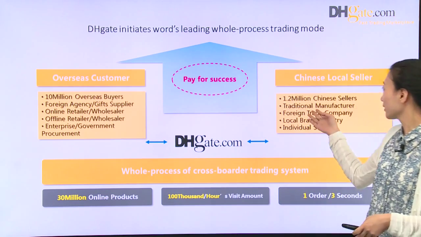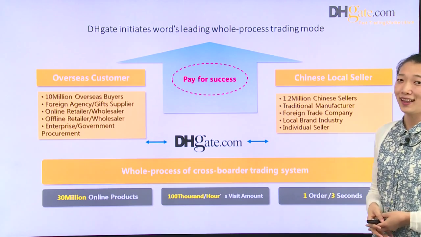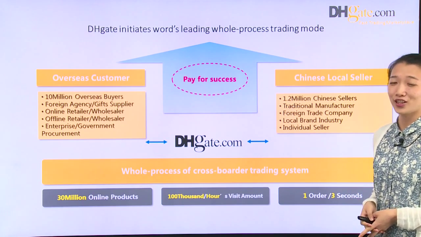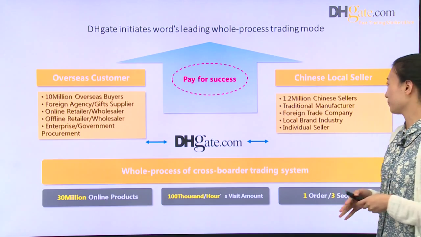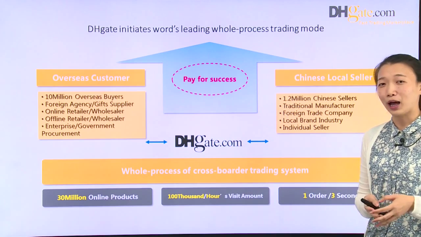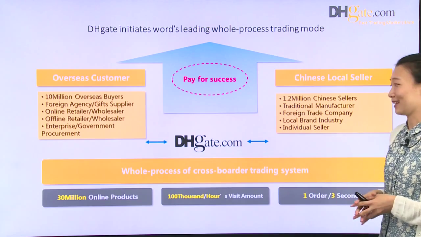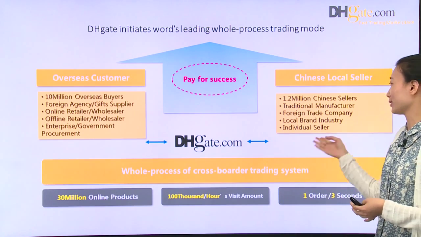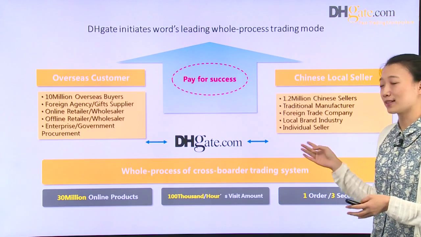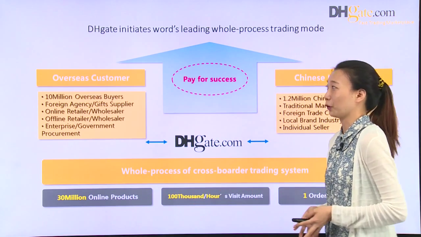They are traditional manufacturers, who have an advantage in cost and resources. Foreign trade companies have an advantage in integrating resources. Local brand industries, like the cell phone brand Huawei and the sports brand Li-Ning, have brand influence. Also, we have some individual sellers selling their goods on our platform. With these sellers' efforts, now we have 30 million online products on our platform.